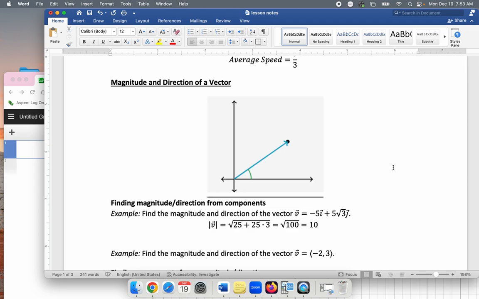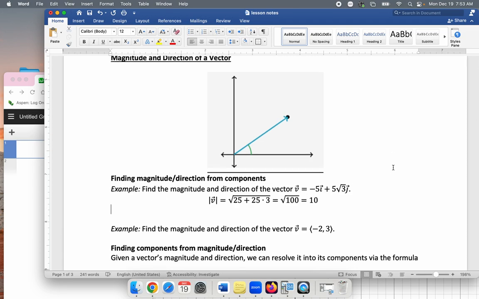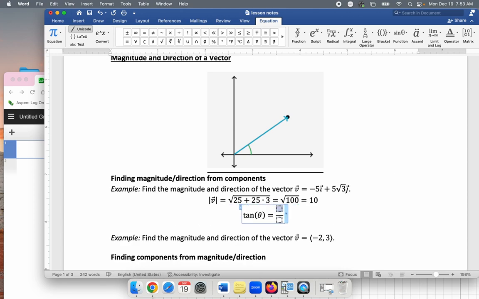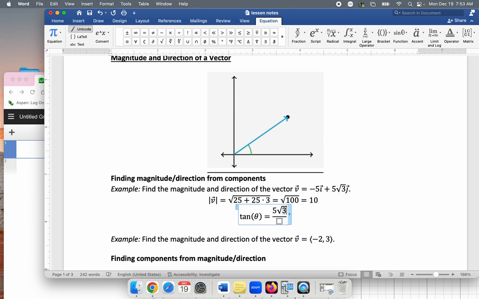The new thing here is, of course, the direction. How do you get the direction? Well, one way of doing it is the same old formula that we used for polar coordinates, and that's to look at the tangent of the angle, which is equal to the y component over the x component. So we know that tangent theta will be equal to the y component, 5 root 3, divided by the x component, -5, which reduces to just negative square root of 3.